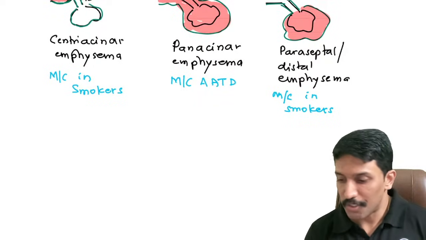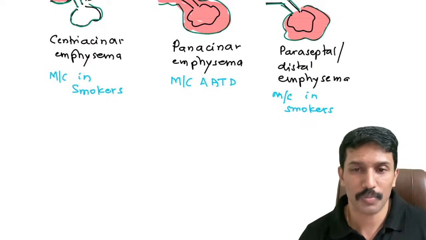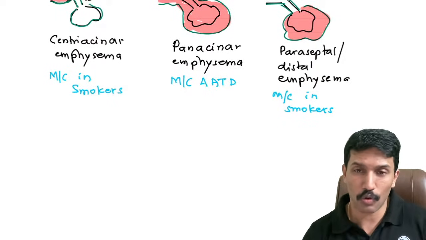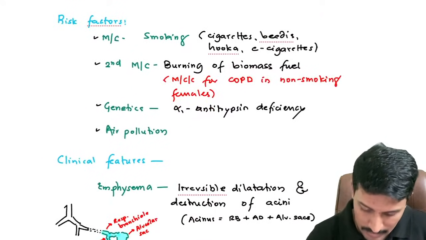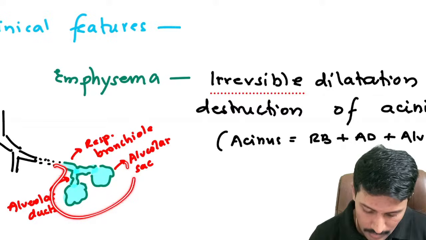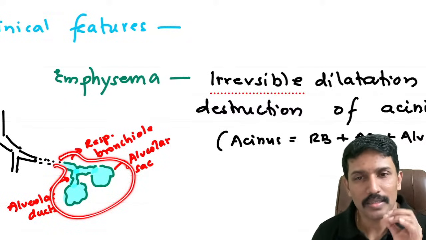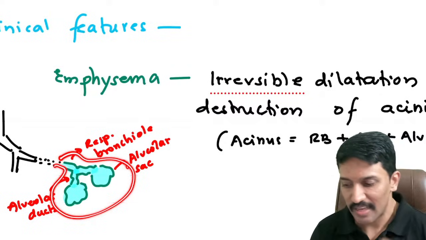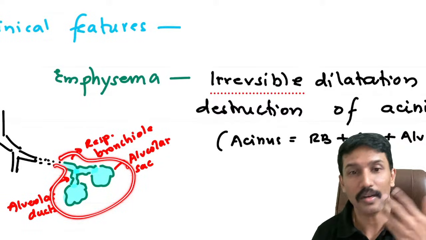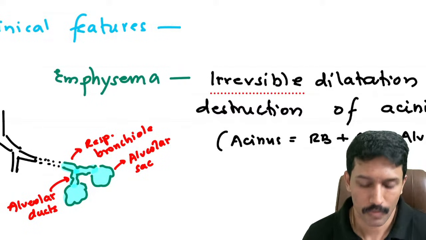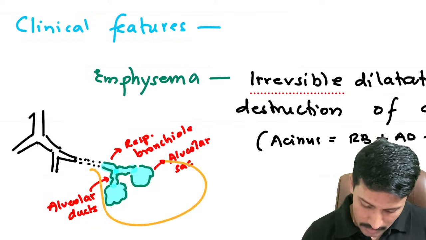What clinical features are these patients going to present with? Can anybody tell me? Emphysema patients, I'm not talking about chronic bronchitis. These acini are irreversibly dilated. Is it easy for the patient to breathe the air in if I have emphysema, or is it easy for me to breathe the air out? This is the airway, and this part is dilated.